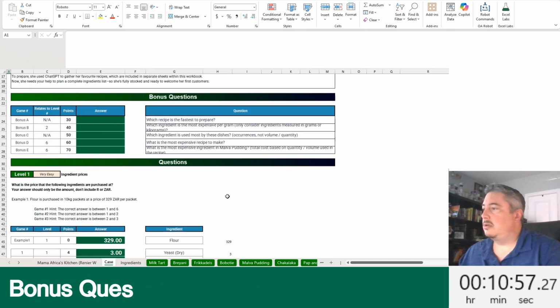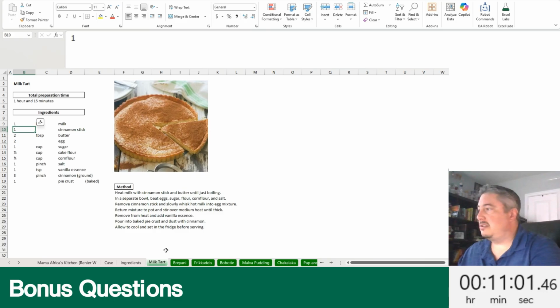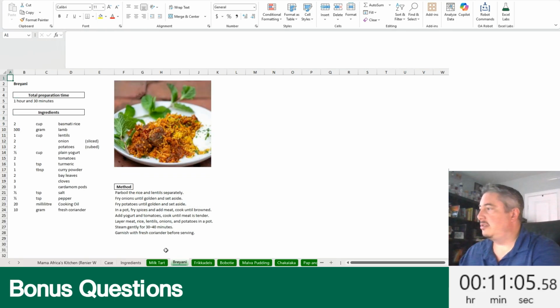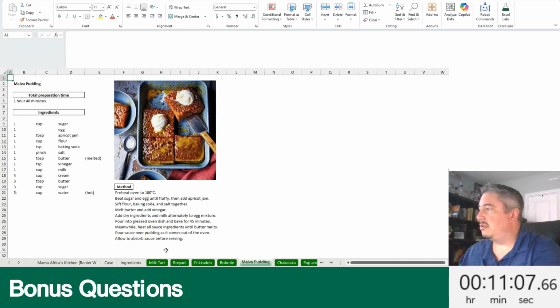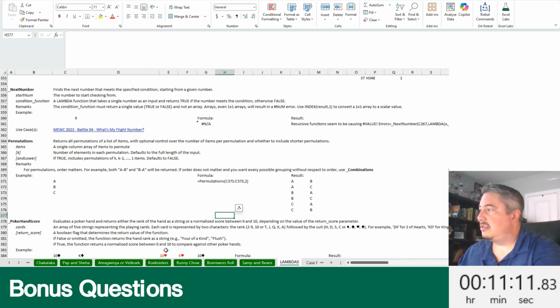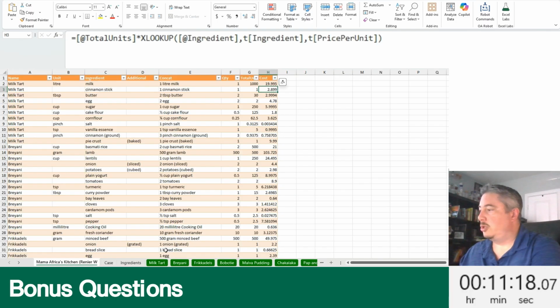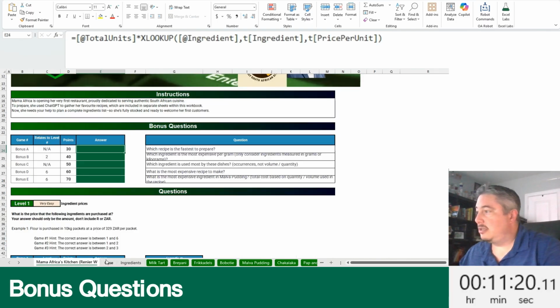Okay. Alright, which recipe is fastest to prepare? This one, the time is here in each one. Since there's only a handful, I'm just gonna go through each one and look for the smallest one. 25 minutes there. Yeah, so 25, which is chakalaka. Boom, chakalaka. Okay.